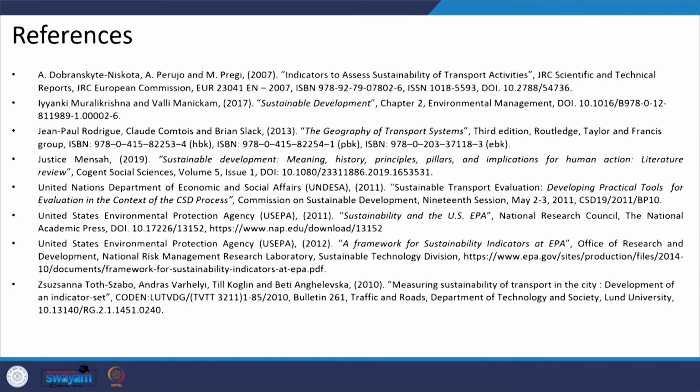So, this is in a nutshell the part on sustainability indicators which can be used to assess whether a system which is being proposed is sustainable or not, especially the transportation systems, because we are talking about sustainable transportation. So, this is all for today and you can go in detail through these references for additional information.